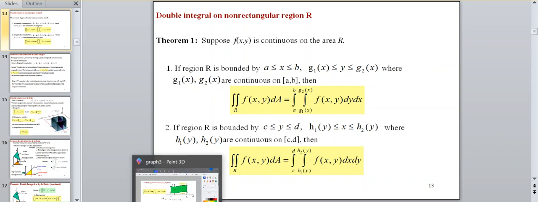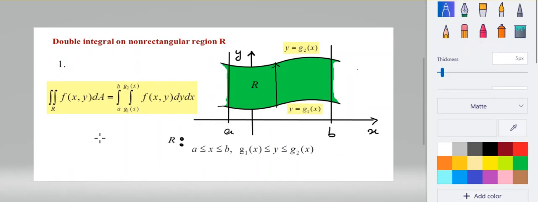Let me show you some figure. Okay, this is the first case. Look at the bounded region R here. We have a lower curve y equals g1 of x, and another, upper curve y equals g2 of x, and two vertical lines x equals a and x equals b.